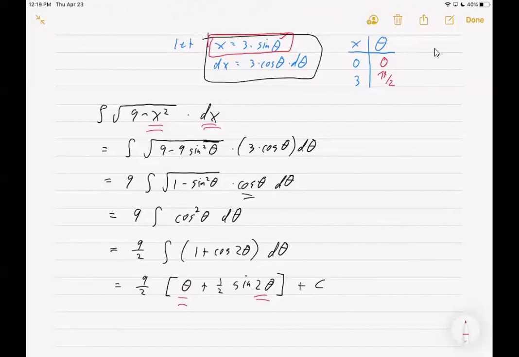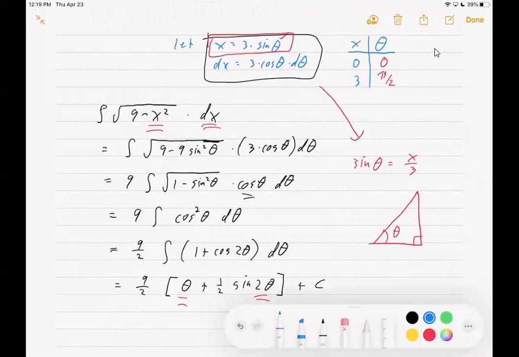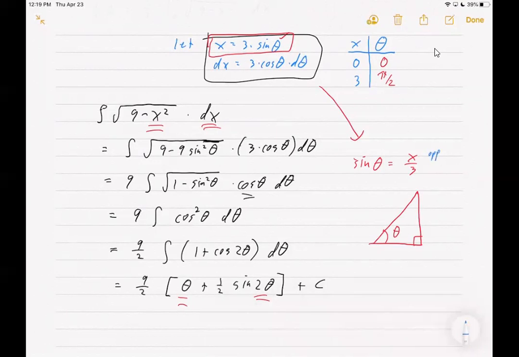Right, so I can draw a triangle based on the sine of theta must equal x over 3 if x equals 3 sine theta. So I can draw a right triangle, since we're doing trigonometry, so it's all about right triangles. We have an angle theta. And if you recall, the sine is the opposite over the hypotenuse. So we can take the x and put that on the opposite side from the angle, and we can put a 3 on the hypotenuse.